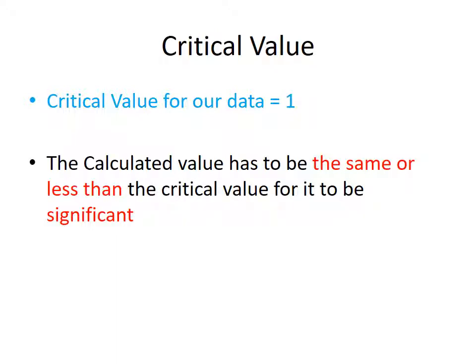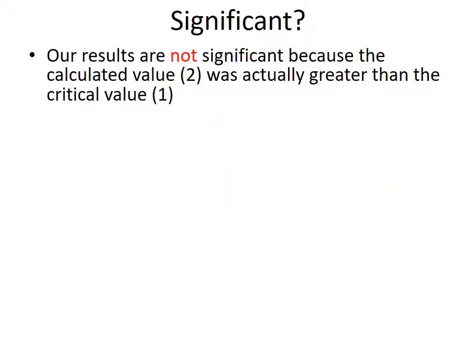So what we know about the sign test is that if the calculated value is the same or less than the critical value, then our results are significant. So we can be confident that our results have not occurred due to chance and that they are actually useful for us. So we have to think, are our results significant? Well, no, they're not. In this circumstance, our calculated value of 2 was greater than the critical value, which means that they aren't significant.